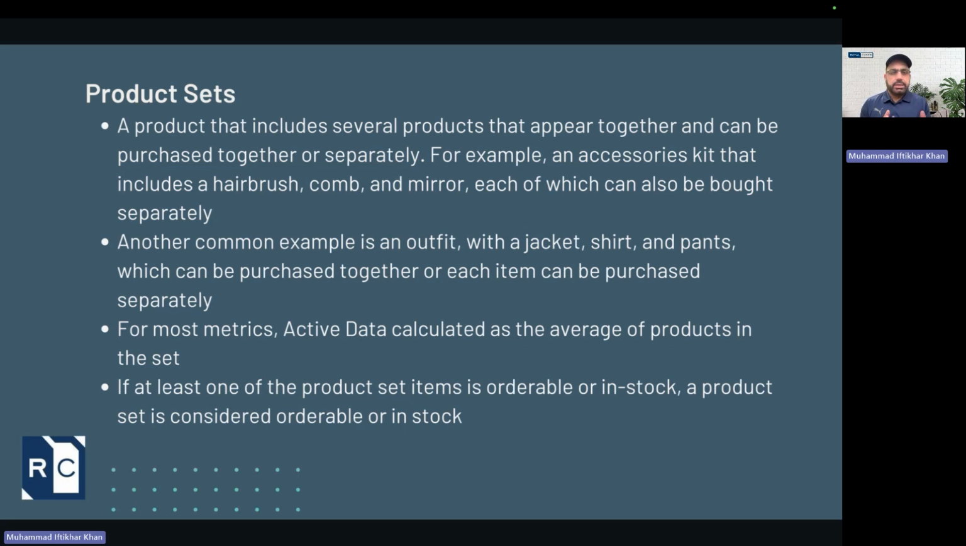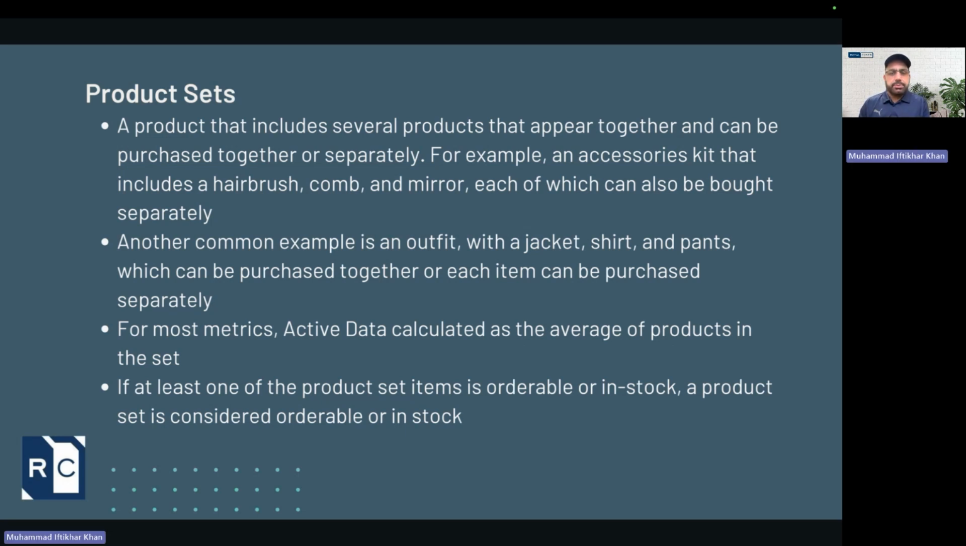We will see the PDP page of the product set in a while, where you can see multiple add to cart options at the product level as well as for the set as a whole. The common example is an outfit with a jacket, shirt, and pant, which can be purchased together, or each item can be purchased separately.